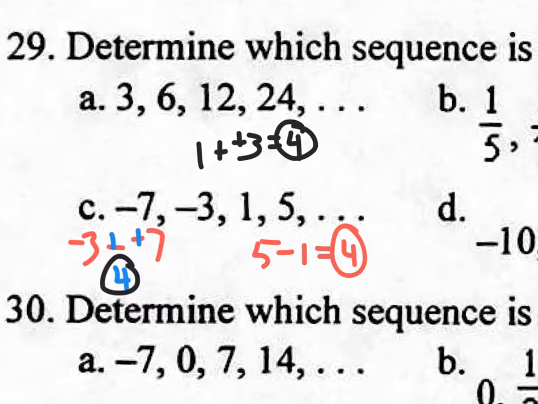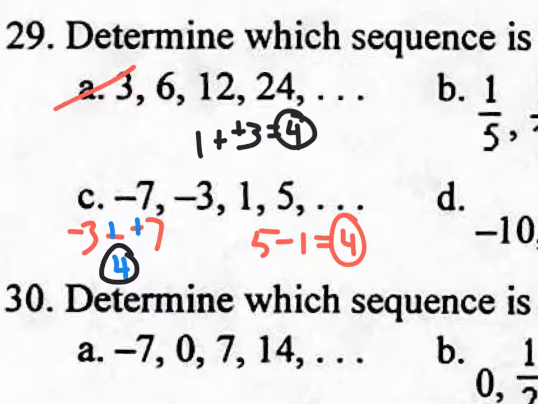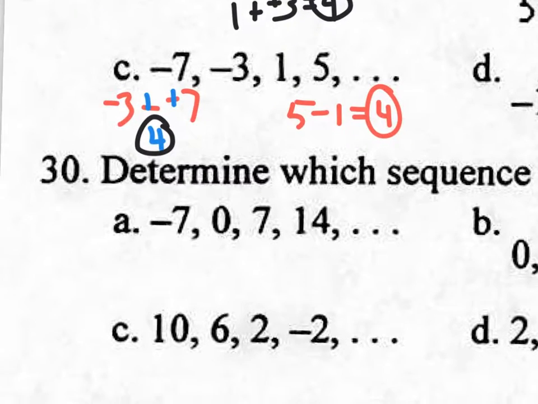Now up here, if you did go 6 take away 3 is 3, 12 take away 6 is not 3. So right there, just right there, you could just stop doing it. Anytime there's no common difference, it's no longer an arithmetic sequence. It's something else.